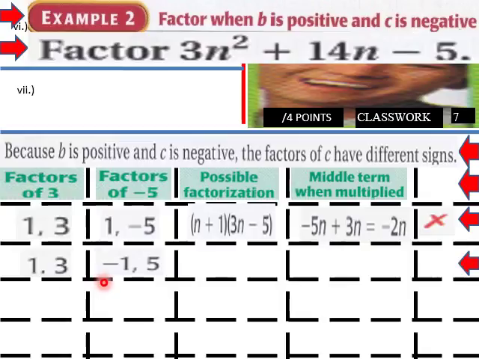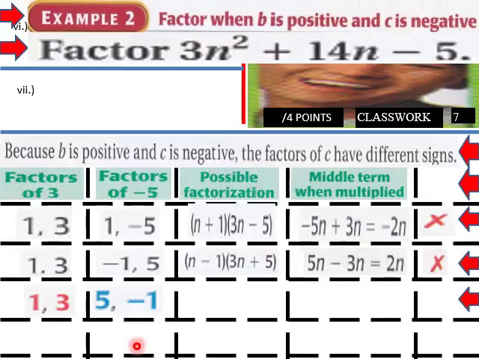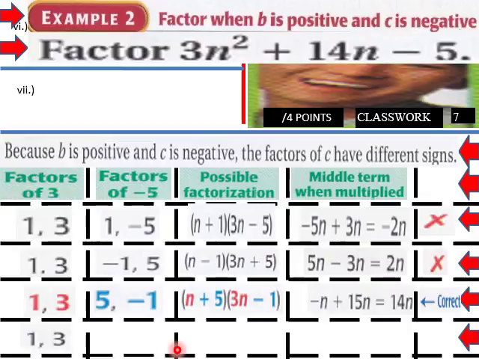Okay, 1 and 3, then negative 1 and 5 this time, changing our negatives over here. This is our possible factorization. And then 5n minus 3n, that equals 2n, that's still not 14n. So 1 and 3, then 5 and negative 1. We can change the order here. Order is everything in factoring trinomials. Here's our possible factorization. Negative n plus 15n, that'd be 14n. That looks pretty good right there. That would be the correct sum.